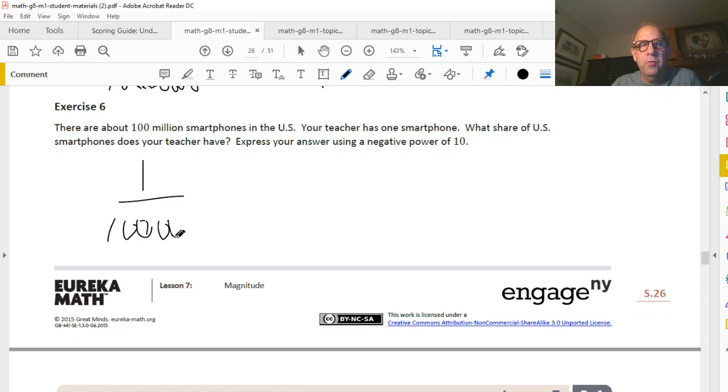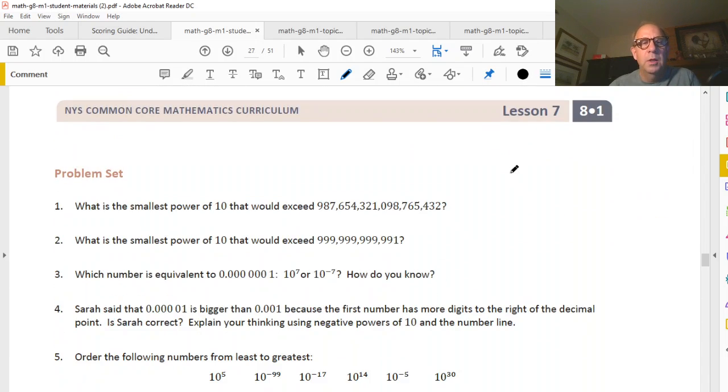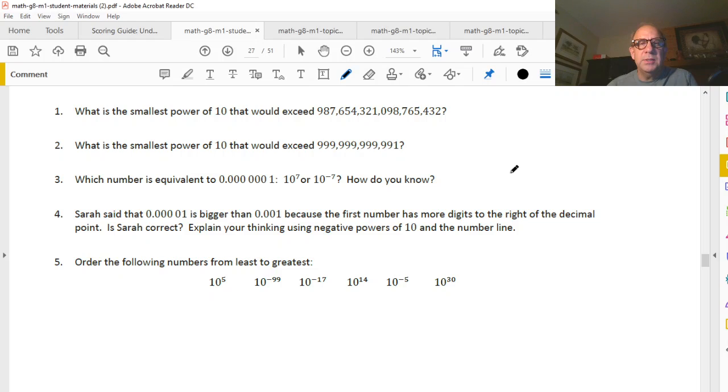And 1, 2, 3, 4, 5, 6. So I've got 6 for million, 7, 8 for the 100. So that's 1 out of 10 to the 8th, or in a negative exponent, it would be 1 times 10 to the negative 8. Okay? All right, that's it. That is your 3 lessons.